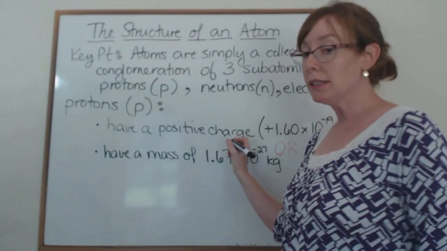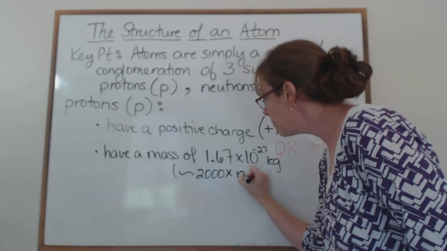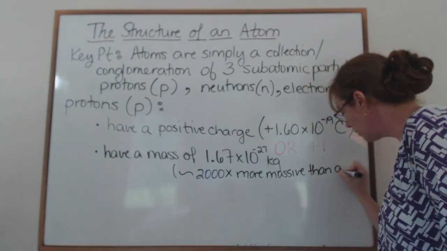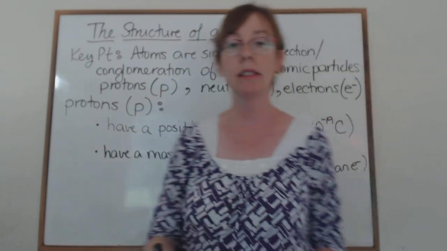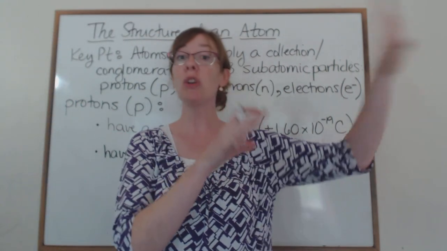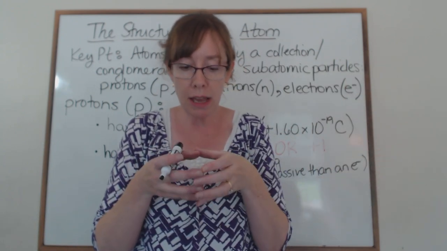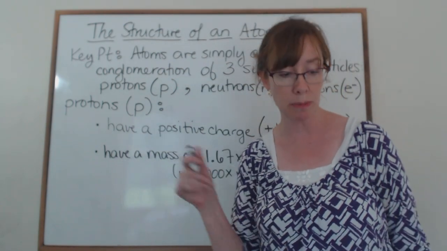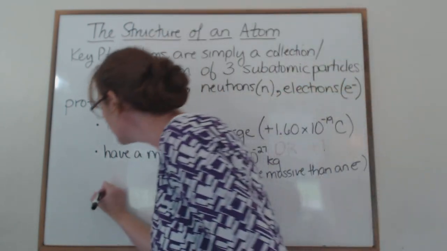So really what we just discovered is that a proton is about 2000 times more massive than an electron. It was 1800 or something like that, so about 2000 times more massive. That's why when we're thinking about the mass of an atom, you can pretty much ignore the electrons. The electrons are so tiny that they're negligible. Really, the protons have so much more mass than the electrons. And we're going to learn that so do the neutrons, but we'll talk about that in a minute. So they have fairly big mass compared to the electrons.